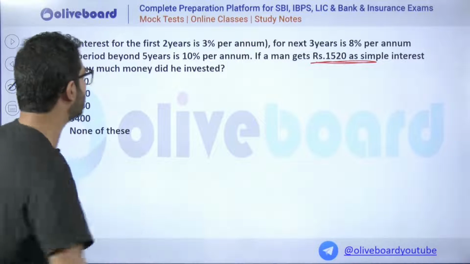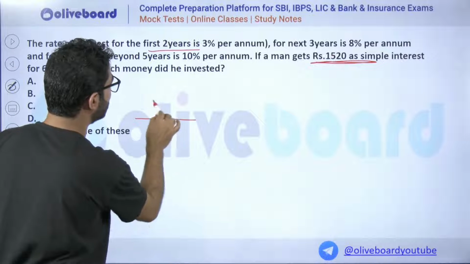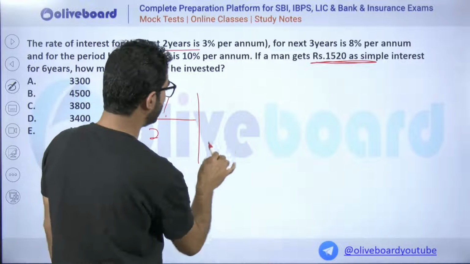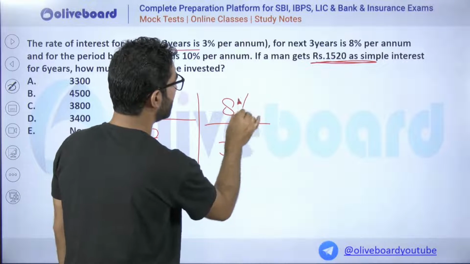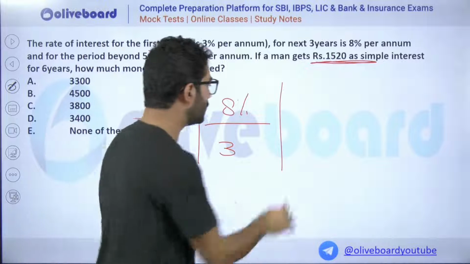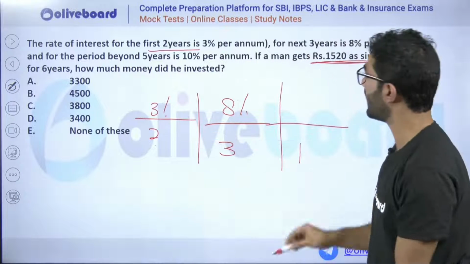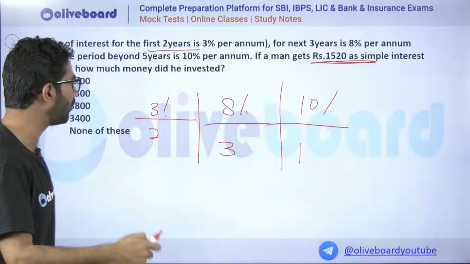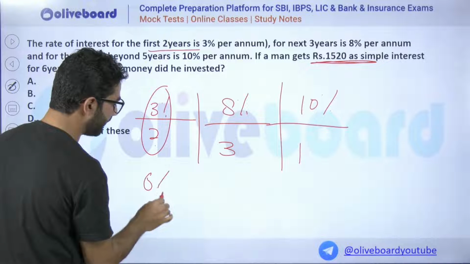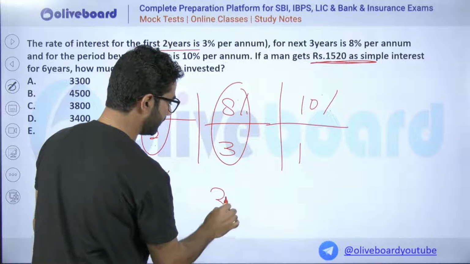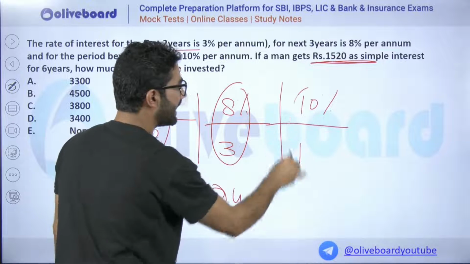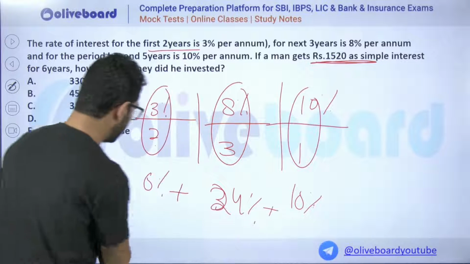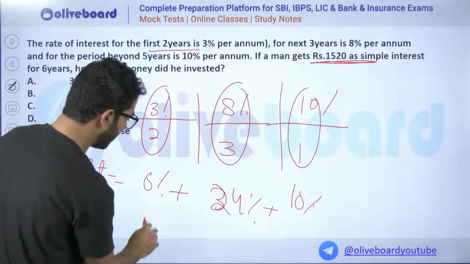So the total time is 6 years. For 2 years it is 3%. For the next 3 years, it is 8%. So 3 and 2 make 5. Total time was 6 years, so now we have only 1 year, and that is at 10%. Sir, we have the concept of RT. R into T: 6% from this, 24% from this, and 10% from this. Now total RT is how much? It will be 40%.